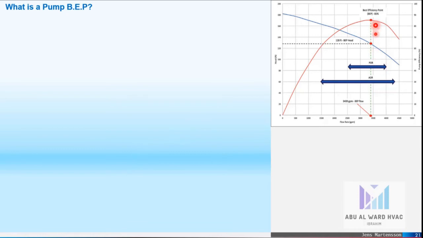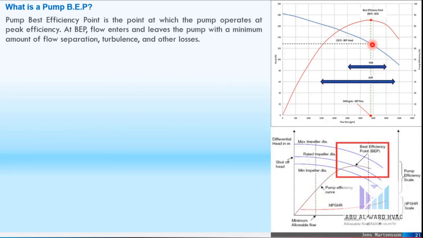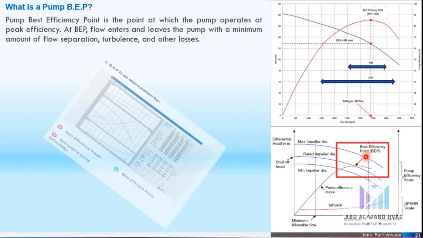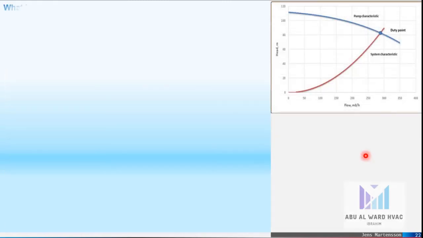What is pump best efficiency point? This is the best efficiency point where the pump is having the best efficiency in its operation. Pump best efficiency point is the point at which the pump operates at peak efficiency. At BEP, flow enters and leaves the pump with a minimum amount of flow separation, turbulence, and other losses.